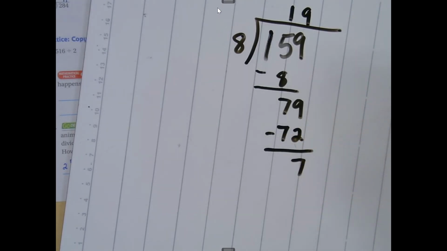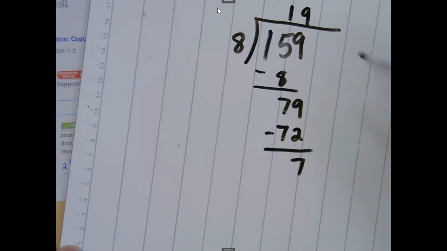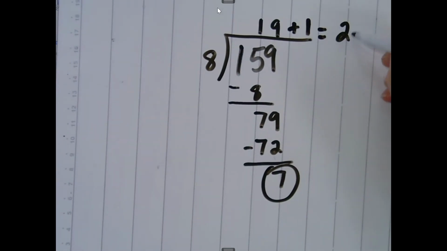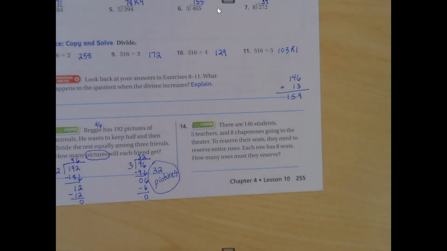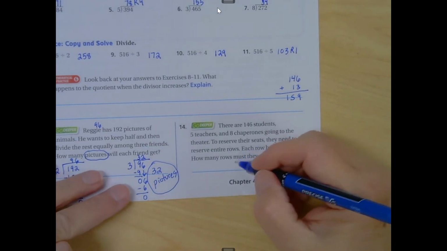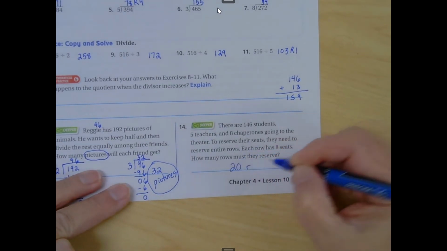Okay, so here's the problem with this one. We have 19 rows, but we still have 7 people left over, and they're going to need a row. So we have 19 plus 1 more row. That's going to equal 20. Okay, so our final answer there is 20 rows.